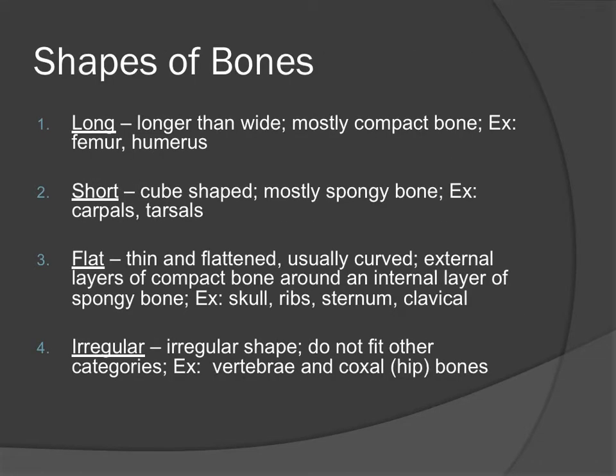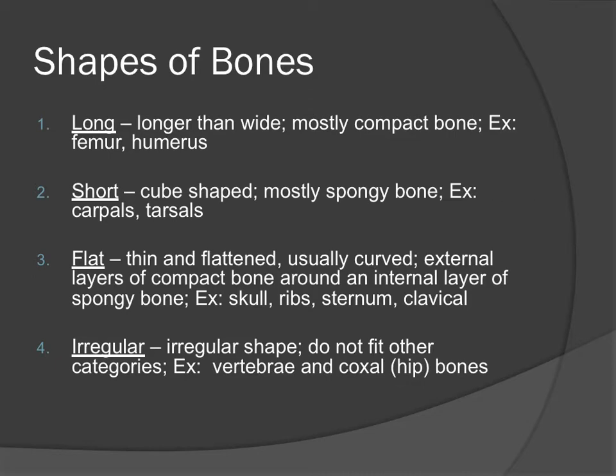So some shapes of the bones, we have long, short, flat, and irregular. Long bones are longer than they are wide, and they're mostly compact bone. So your femur and your humerus would be an example here. These are capable of supporting and withstanding great deals of weight and pressure.